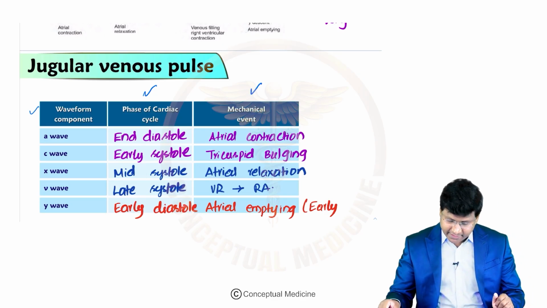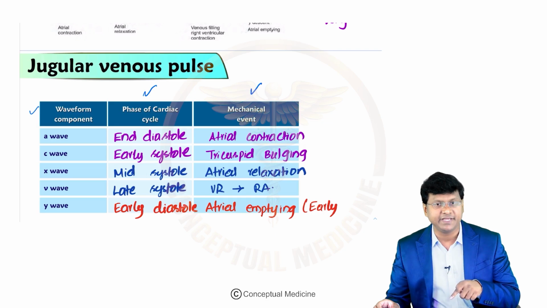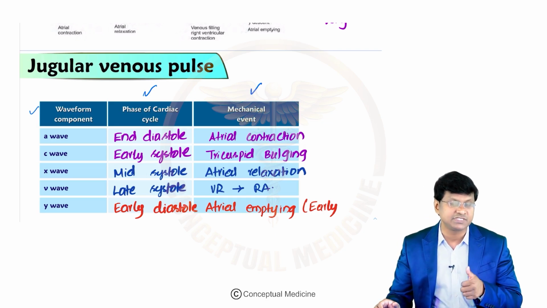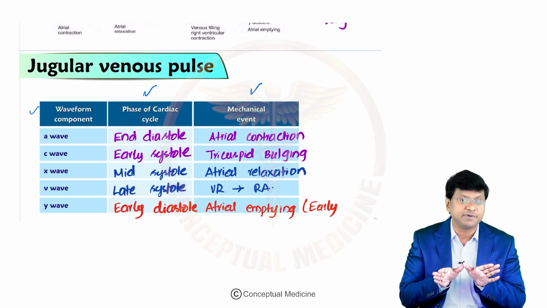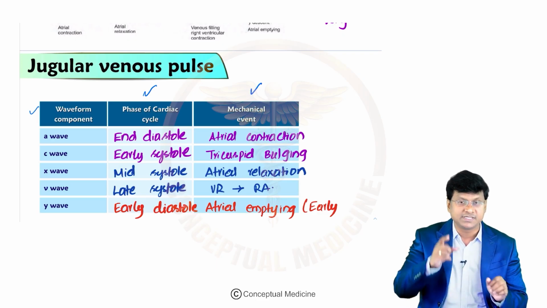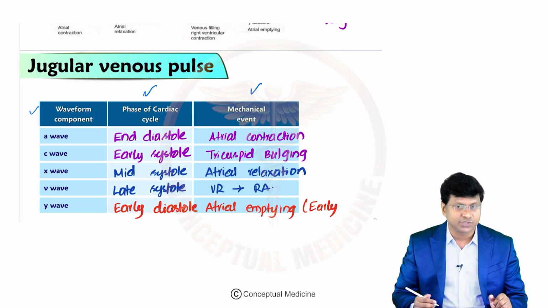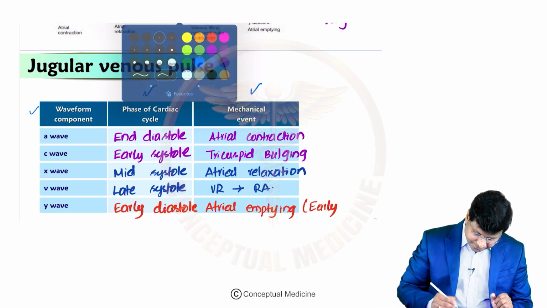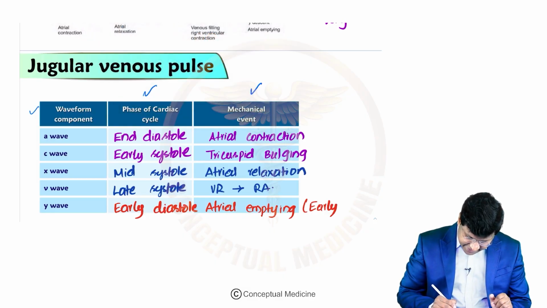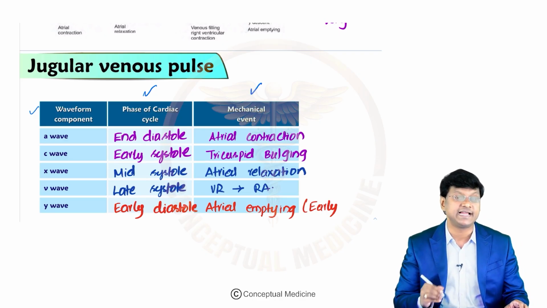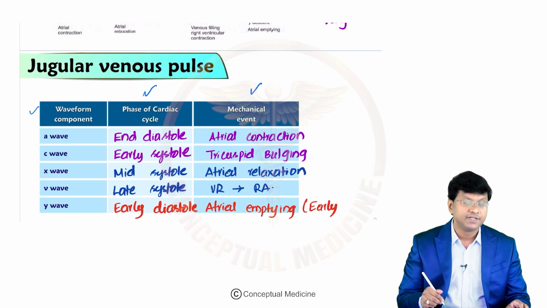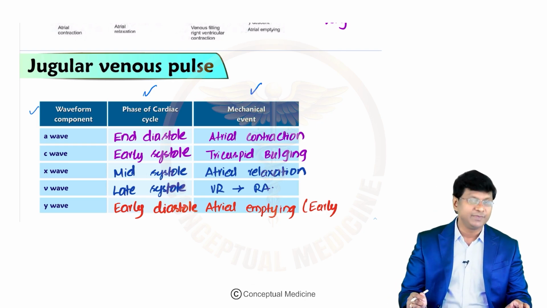So what will be the atrial event? That will be atrial emptying. Why is the atria emptying? Because the pressure within the atria is increased, so the tricuspid valve will open. Once the tricuspid valve opens, the blood from the right atria will gush into the ventricle, and that will be nothing but your early diastole, which is the first rapid filling phase, the first rapid filling of the right ventricle. Okay, so that will be your early diastole.